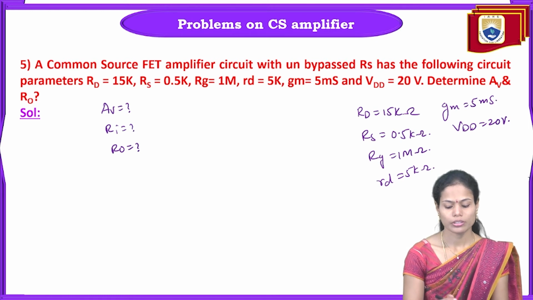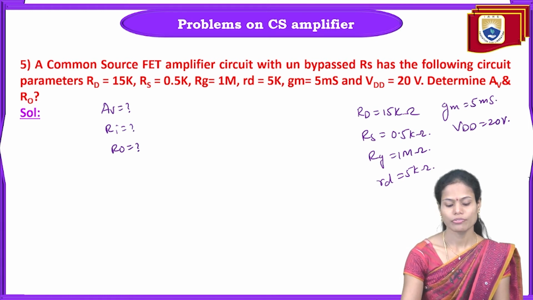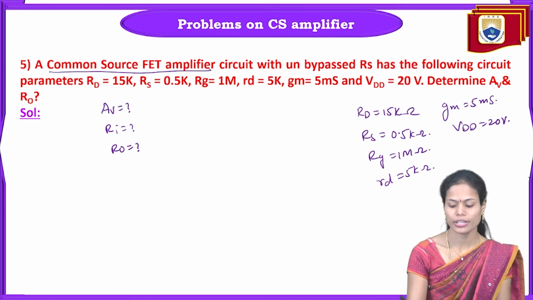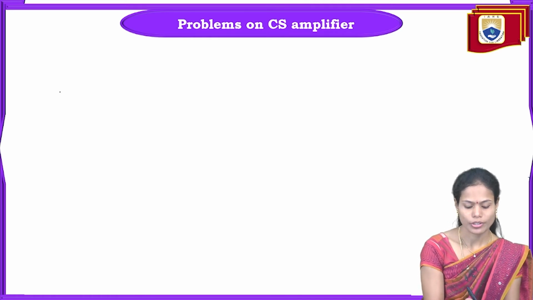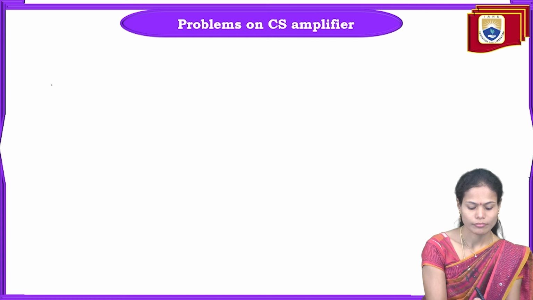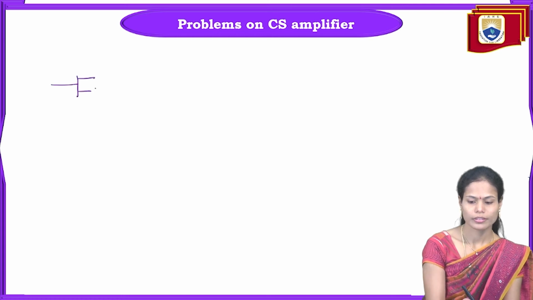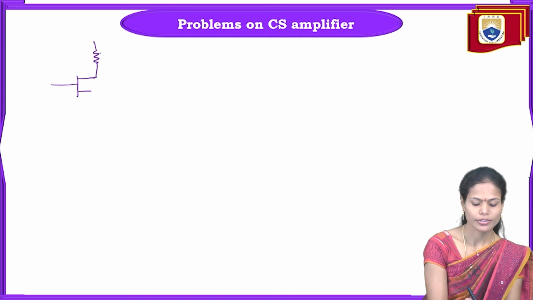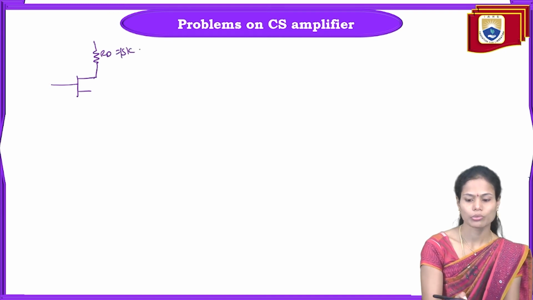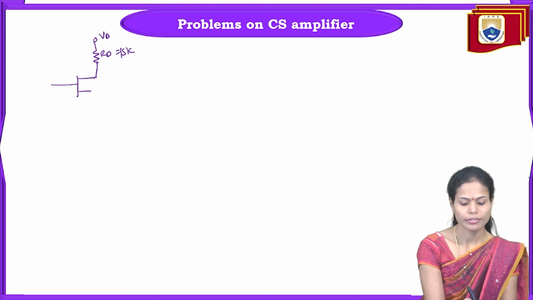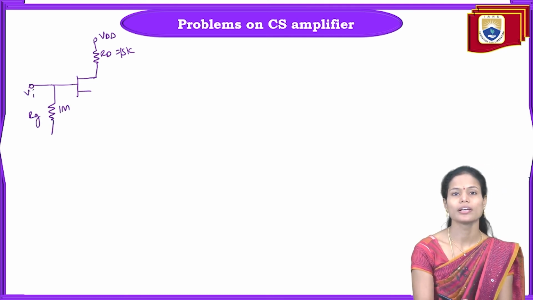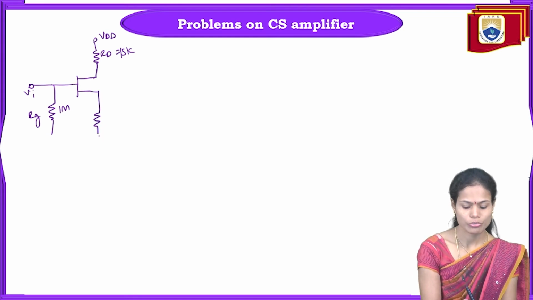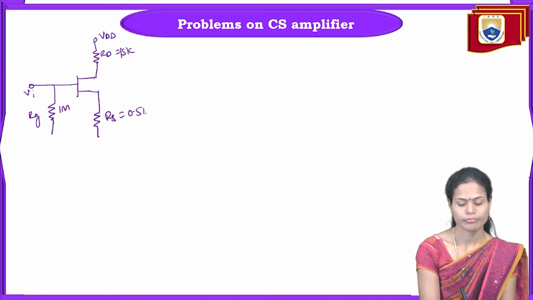In order to solve this particular problem, first of all, we have to draw the common source FET amplifier with the given values. For that purpose, I am drawing the common source amplifier. Here we have the drain resistance RD equal to 15 kilo ohms and here the VDD voltage, and we also have the gate resistance RG of 1 mega ohm, and here we will apply the input signal, and also the source resistance RS equal to 0.5 kilo ohms.